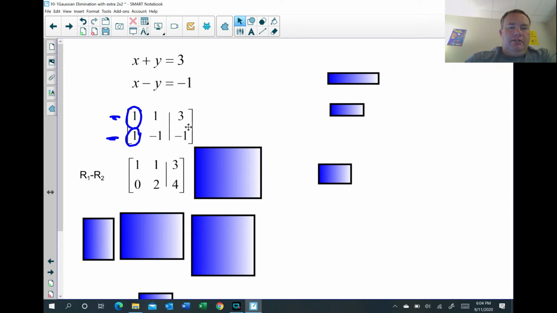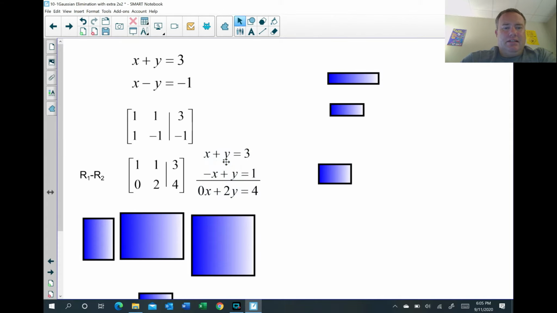When we look at this, all of these right here are going to change. If we take the opposite of row 2, all of these become the opposite sign. That'll become a negative 1, that'll become a positive 1, that'll become a positive 1. Essentially, you end up with x minus x, which gives you 0x, y plus y, which is 2y, and 3 plus 1, which is 4.